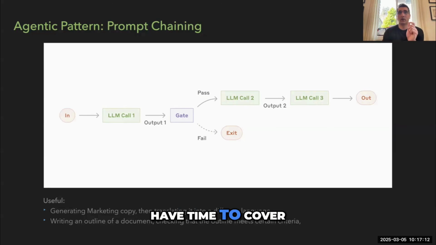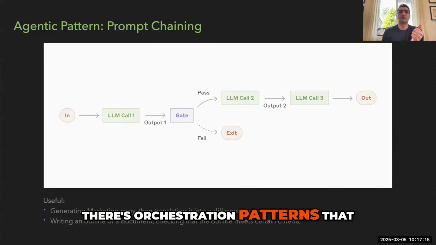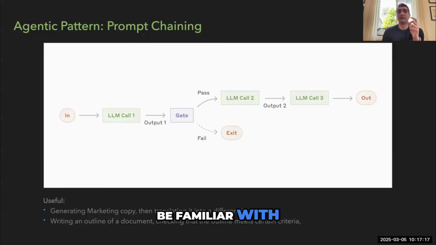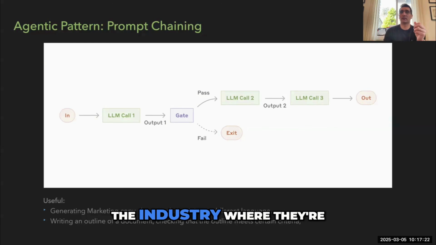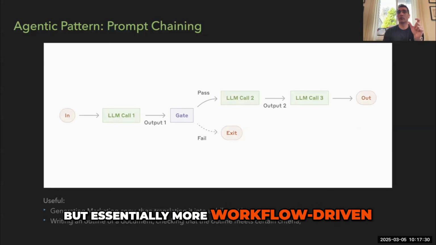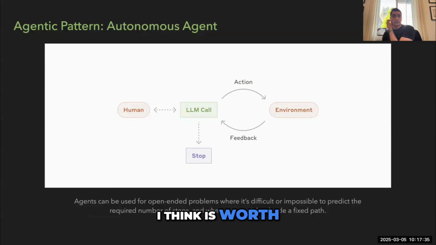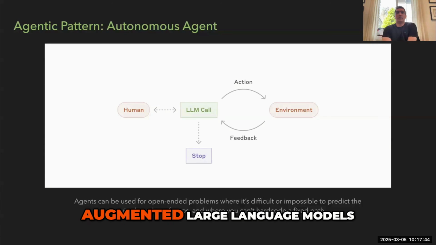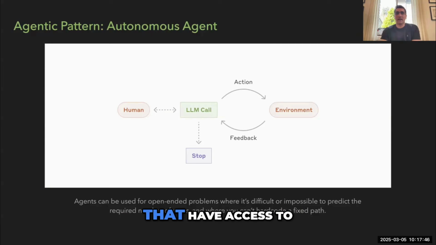I don't think we'll have time to cover all of them. There are orchestration patterns that you may want to be familiar with, but these are the more common scenarios that we are seeing with our customers and across the industry, where they're trying to accomplish tasks and outcomes that are agentic in nature, but essentially more workflow driven. The other pattern, which I think is worth talking about and perhaps requires some time, is autonomous. These are augmented large language models that have access to your environment via tools, functions, and APIs, and they are deciding the end state given a high-level goal.